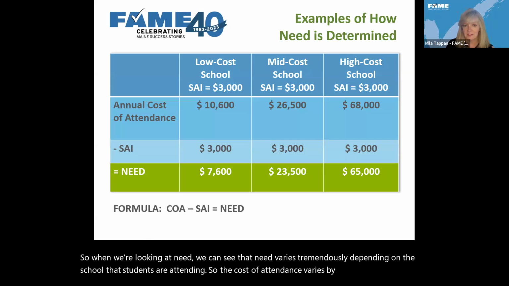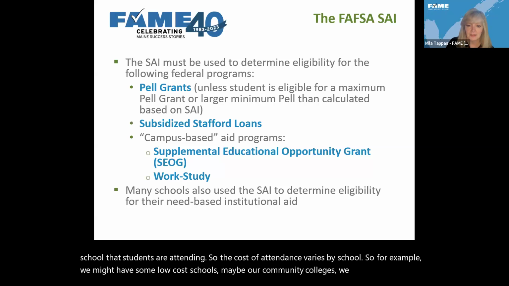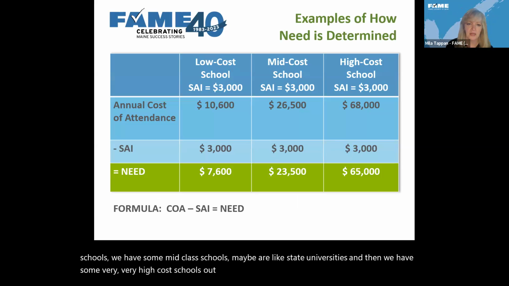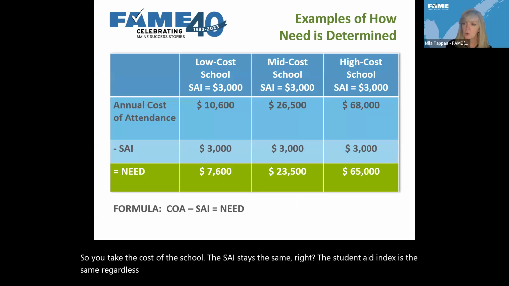So for example, we might have some low-cost schools, maybe our community colleges. We have some mid-cost schools, maybe our state universities, and then we have some very high-cost schools out there. So you take the cost of the school. The SAI stays the same, right? The Student Aid Index is the same regardless of which school the student is attending or looking to attend.